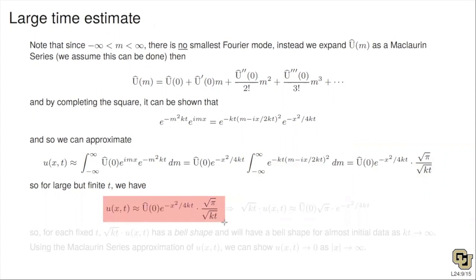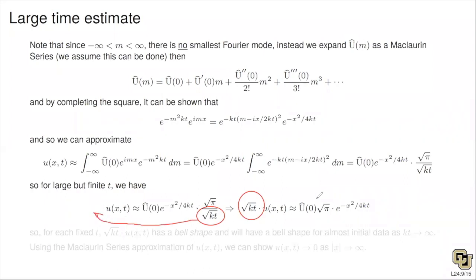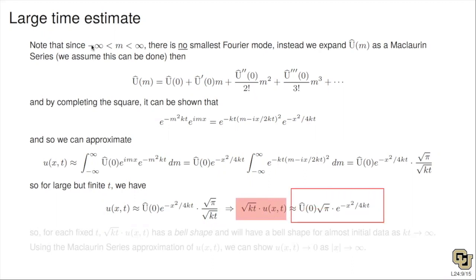And here, there's something interesting to observe: if we move this kt over to the other side, we get square root of kt times u of x,t looks like this function. And if you graph this shape, this turns out to be a bell curve.